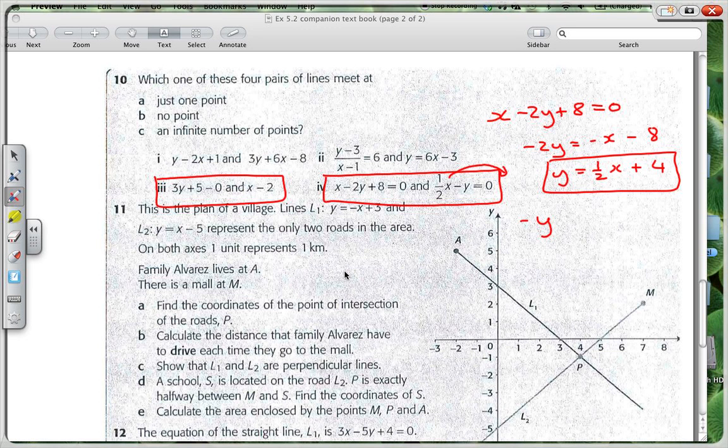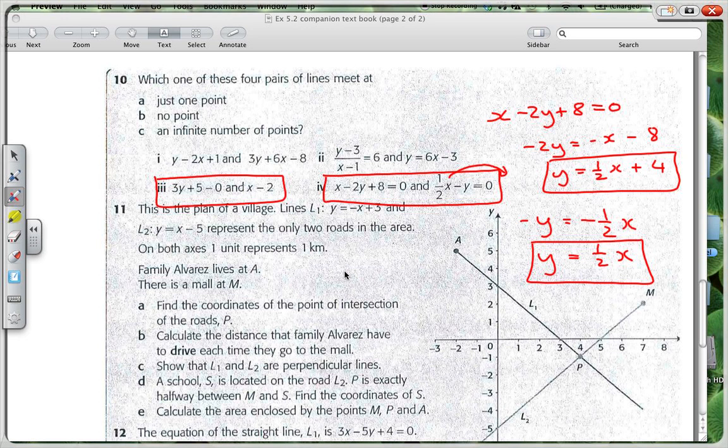And then you've got over here, you've got minus y, and I'm going to take that over to the other side, and it's going to become positive. So you're going to have here, sorry, it's going to become negative a half x, and so y is equal to a half x. So that's that equation over here.